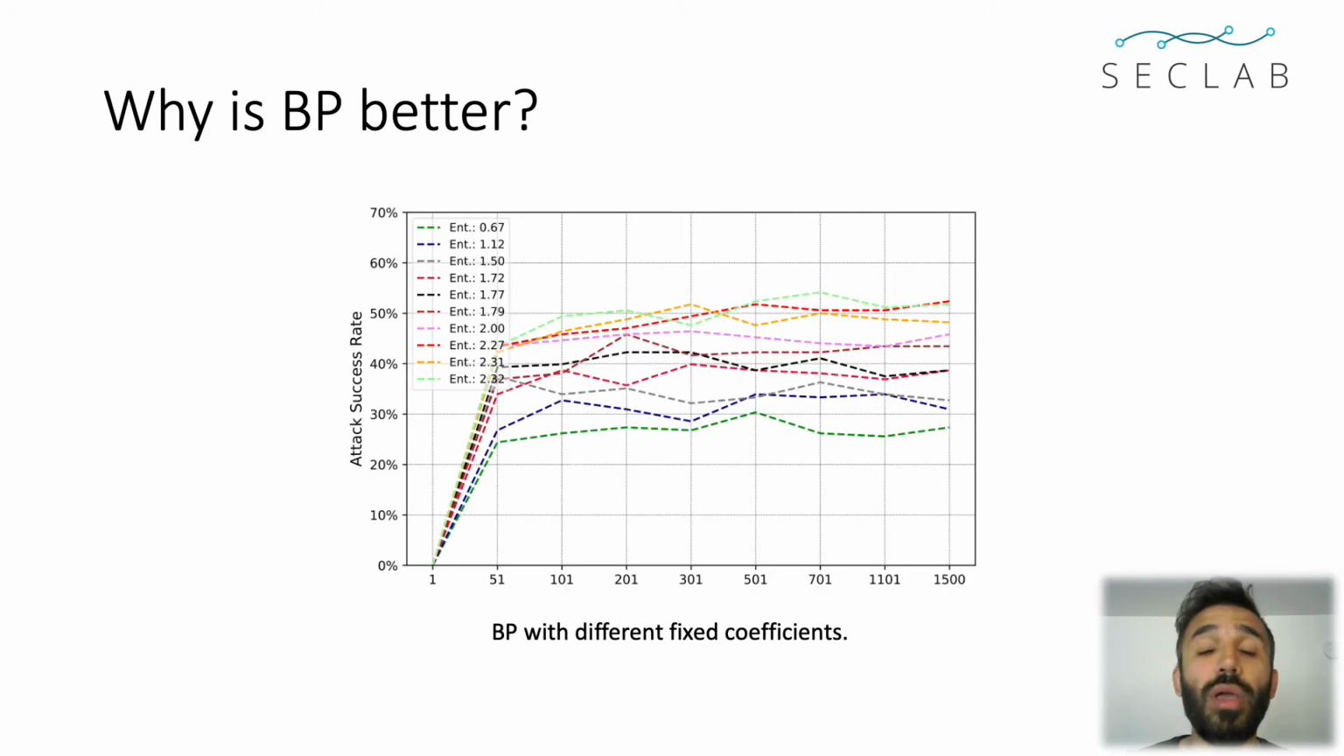We observe that the higher the entropy is, which means the coefficients are more uniform, the higher the attack success rate becomes. This simply means that the coefficients being uniform actually matters.